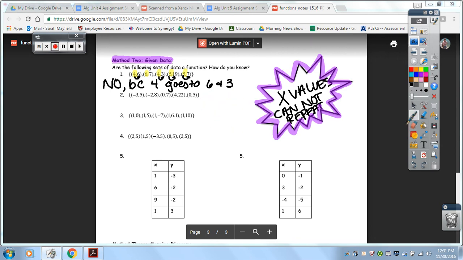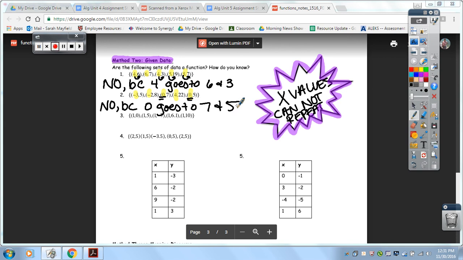Let's look at the next one. In order for something to be a function, do I look at my x values, do I look at my y values, or do I look at both? I look at my x values. So I'm going to highlight all my x values. -3, -2, 0, 4, and 0. Is this a function? No, because my x values repeat. Not 4, excuse me. 0 goes to 7 and 5.